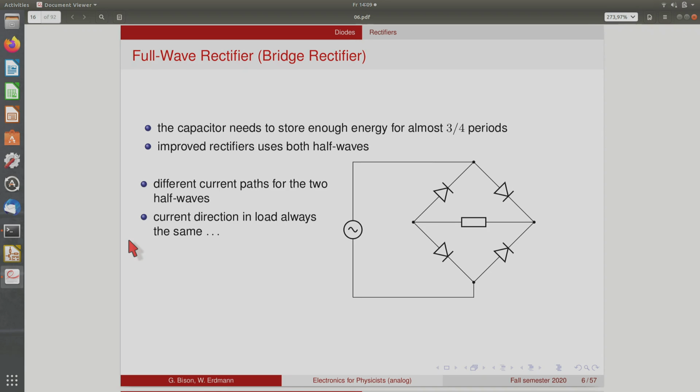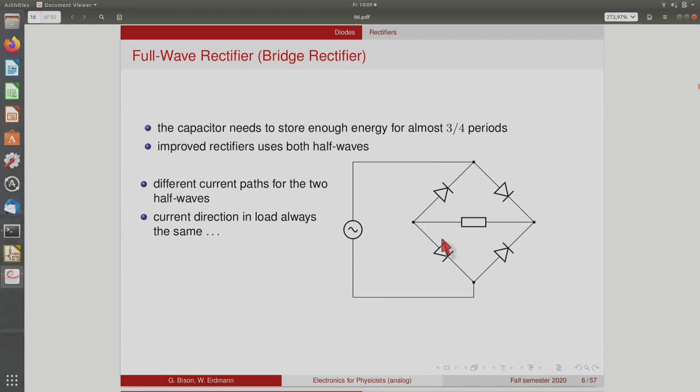So these capacitors need to be relatively large because they have to store the energy that is consumed by your load for almost 3/4 of a period. So they can only be charged when the input is higher than the output voltage. The obvious improvement is to use both half waves, and the way to do this is with these so-called bridge rectifiers, where you offer 2 different paths for 2 different polarities.